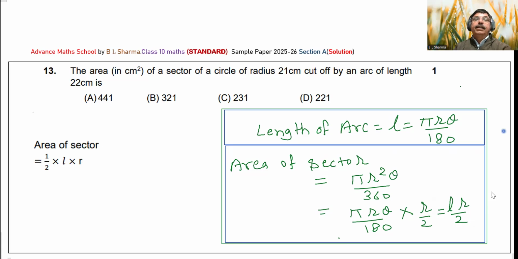The value of L is given 22 centimeter, R is given 21 centimeter. So put the value here, 1 by 2 into 22 into 21. On further simplification, we get 231. So the answer will be 231 centimeter square.